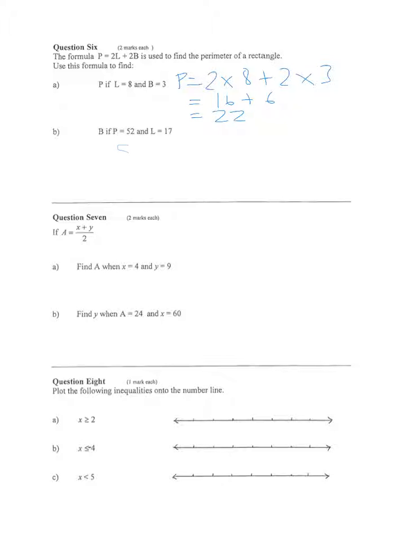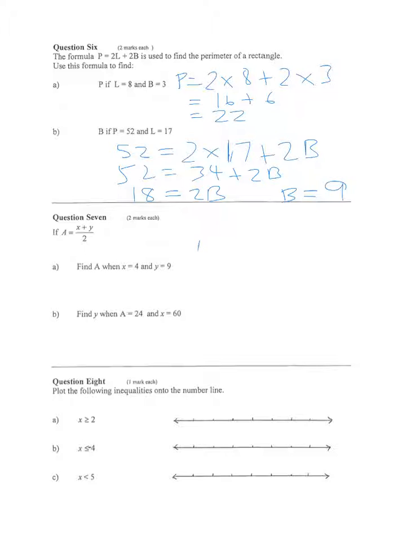They give us P, so 52 this time equals 2 L's, 2 17s, plus 2 B's. We don't know. So 52 equals 34 plus 2B. Let's take away 34 from both sides, and we get 18 equals 2B. Divide by 2, and you get B equals 9.